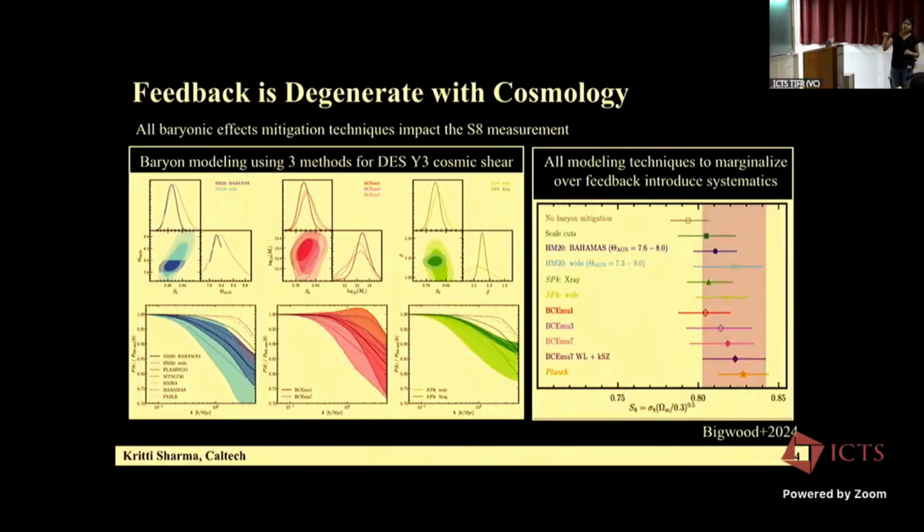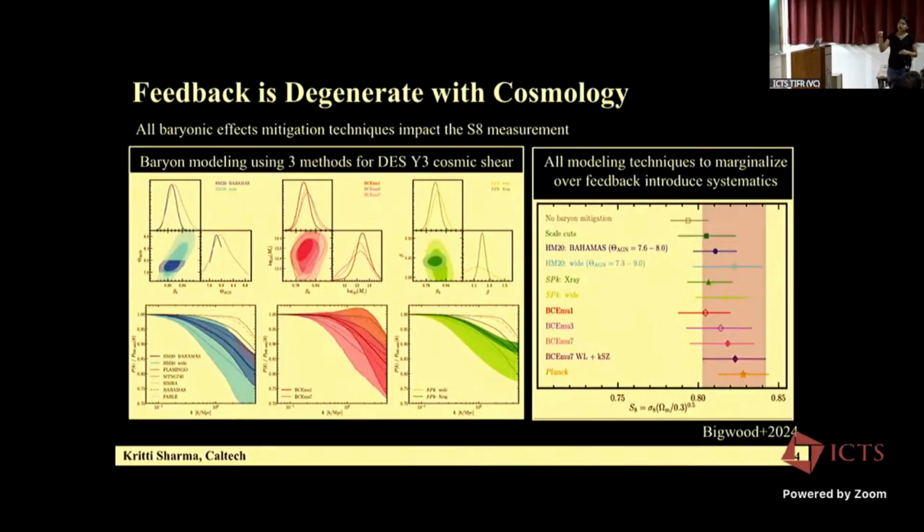Similarly, if you use any other method where your feedback is parameterized by either TAGN or any other formalism for feedback, you would observe that your feedback parameters are basically degenerate with cosmology. So all this tussle around what is this S8 tension, can it be explained by feedback? The answer is probably yes. We don't fully understand how to model feedback really.